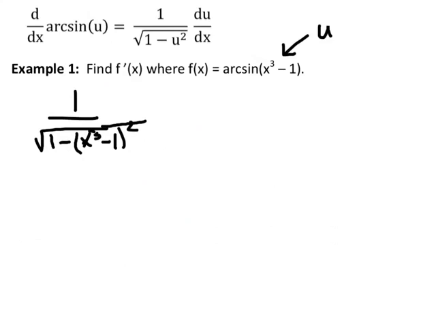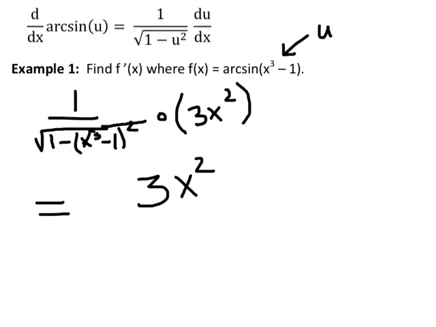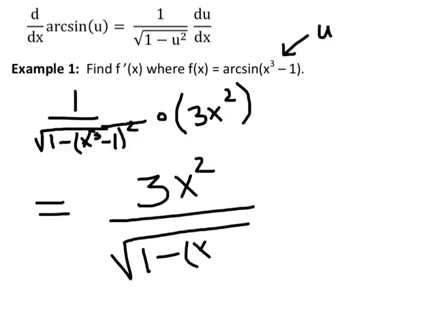And then I'm going to multiply by the derivative of the inside. Well, the inside was x cubed minus 1, so the derivative of that is going to be 3x squared. So my final answer will be 3x squared, because 3x squared times 1 is 3x squared, over the square root of 1 minus x cubed minus 1, squared. So here's my answer for this first example.